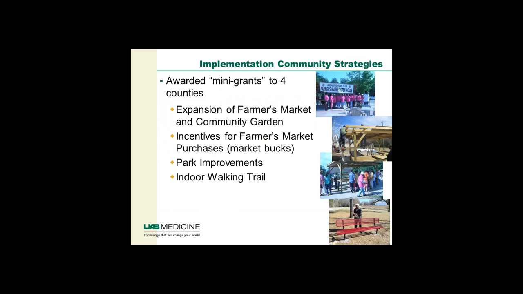So then lastly, we're evaluating the project. I mentioned we awarded four of these grants to community members. They expanded farmers markets. They gave incentives to purchase from farmers markets. They did park improvements and indoor walking trails. These are rural communities, and $5,000 to $10,000 goes a long way, and that's the level of funding that they receive. They're able to do a whole lot there and leverage what they had going on.